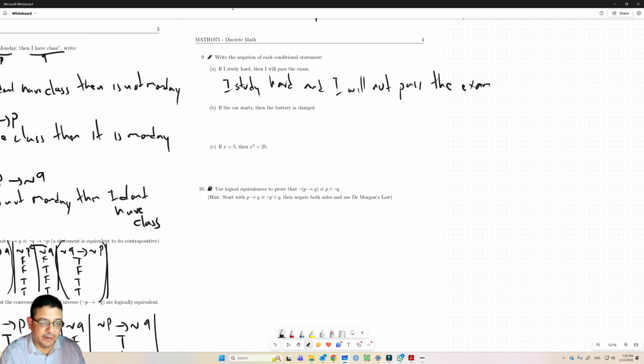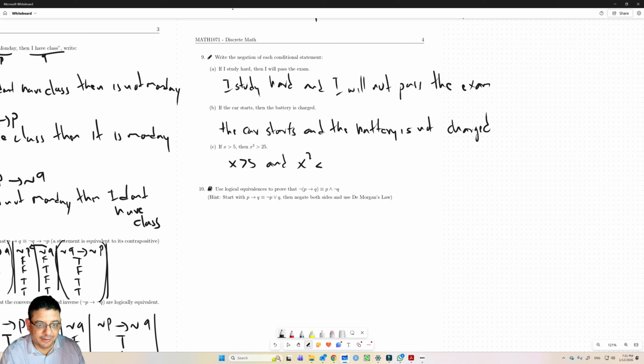If the car starts, then the battery is charged. I want to negate that. So I'm going to say the car starts and the battery is not charged. Here I have if x is bigger than 5, then x squared is bigger than 25. Then I'll say x is bigger than 5 and x squared is less than or equal to 25, which will be the negation of this.